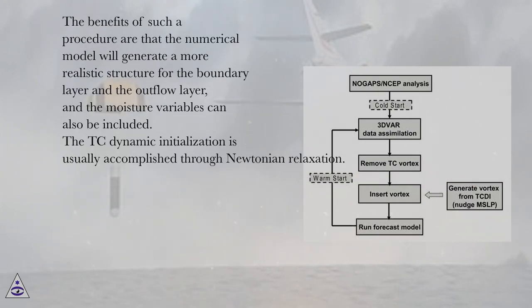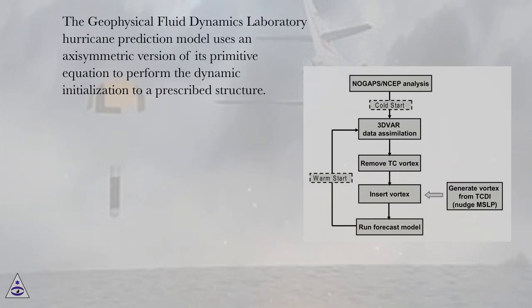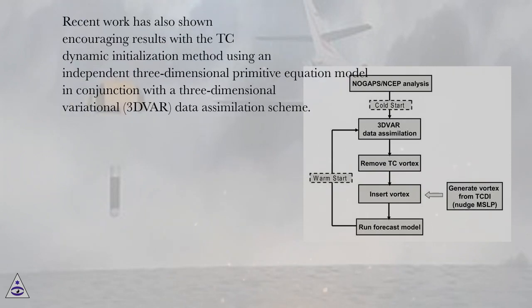The TC dynamic initialization is usually accomplished through Newtonian relaxation. A Newtonian relaxation term is added to the right-hand side of a desired prognostic variable, for example, the tangential velocity or surface pressure, in order to anchor the vortex to the desired structure and/or intensity. The Geophysical Fluid Dynamics Laboratory hurricane prediction model uses an axisymmetric version of its primitive equation to perform the dynamic initialization to a prescribed structure. Recent work has also shown encouraging results with the TC dynamic initialization method using an independent three-dimensional primitive equation model in conjunction with a three-dimensional variational, 3-var, data assimilation scheme.